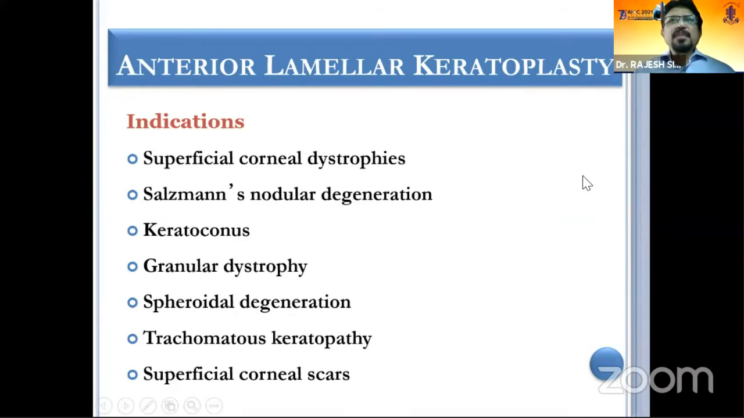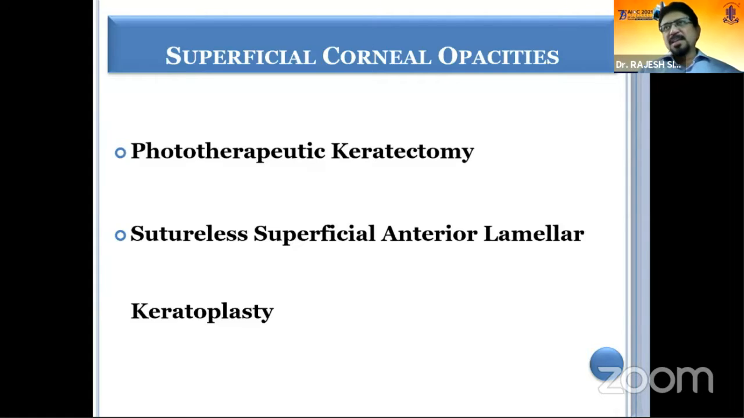Now, the indications for anterior lamellar keratoplasty can be superficial corneal dystrophies, Salzmann nodular degeneration, keratoconus, granular dystrophies, Fuchs degeneration, trachomatous keratopathy, superficial scars, etc. There can be more, and these are the common indications for which you do anterior lamellar keratoplasty. So, superficial layer.